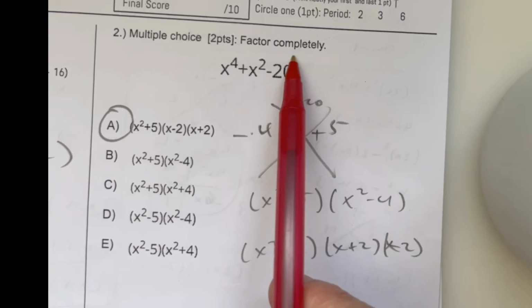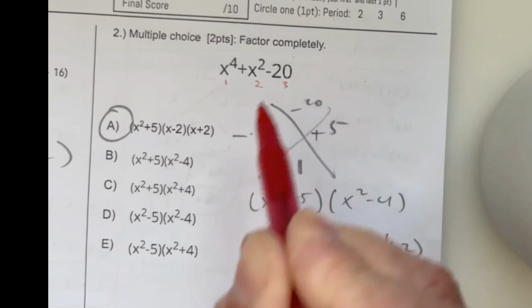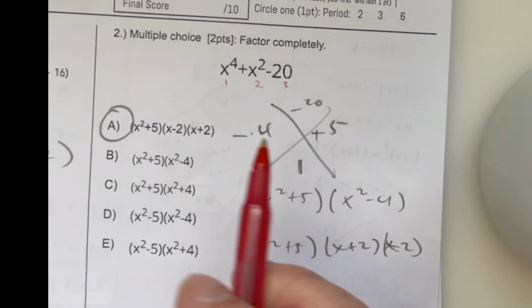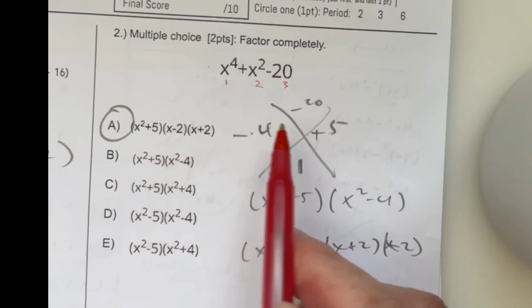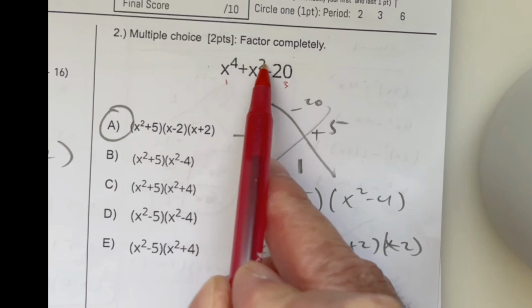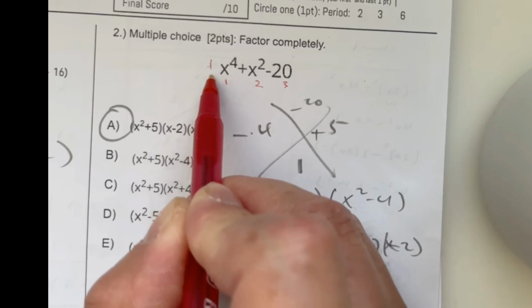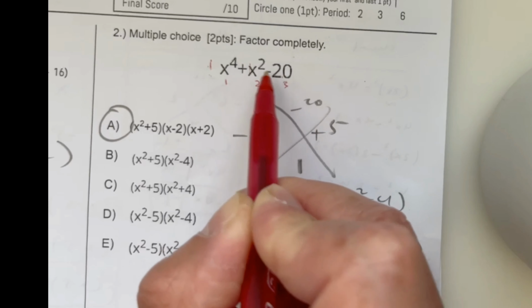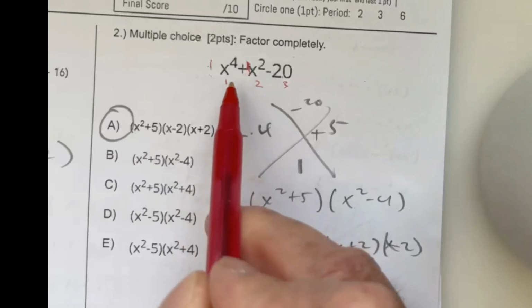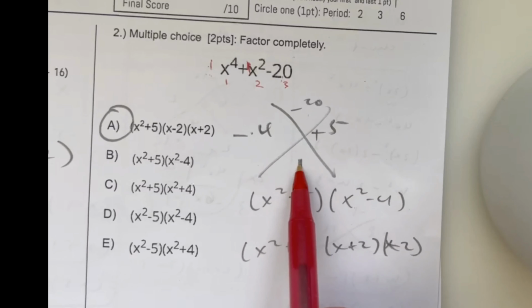Question number 2 says factor completely. You have a trinomial, 1, 2, 3 terms, so you can use your Xbox method. Your a value is equal to 1, so you only have to use the x. Remember, half of 4 is 2, so you can use the Xbox method. My a value is 1, b is 1, c is negative 20. A times c is negative 20. My b value is 1.